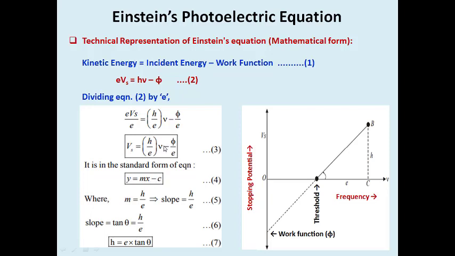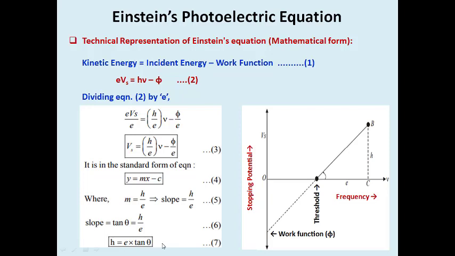Once you compare equation number 3 and 4, you get the slope m equal to h by e. If you plot the graph between frequency and stopping potential for any material, it is noticed that the points form a straight line. By using this, the value of the slope is easily calculated. It will be equal to h by e. The slope may be written as tan theta. If this angle is theta, then opposite by adjacent, h by e is equal to tan theta, otherwise h will be equal to e times tan theta.